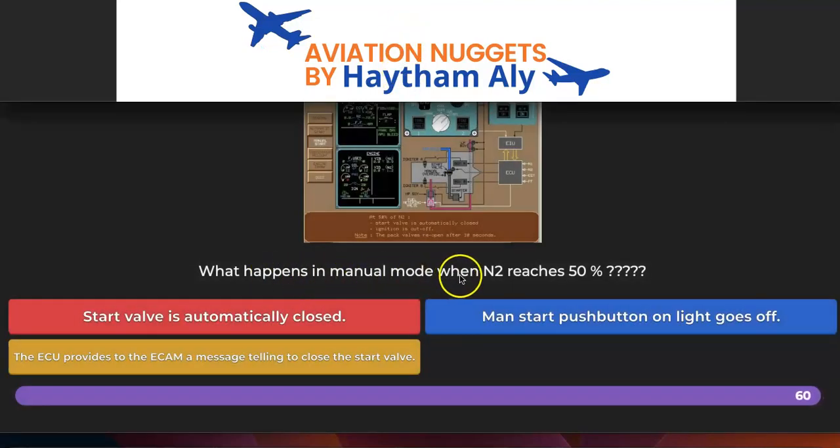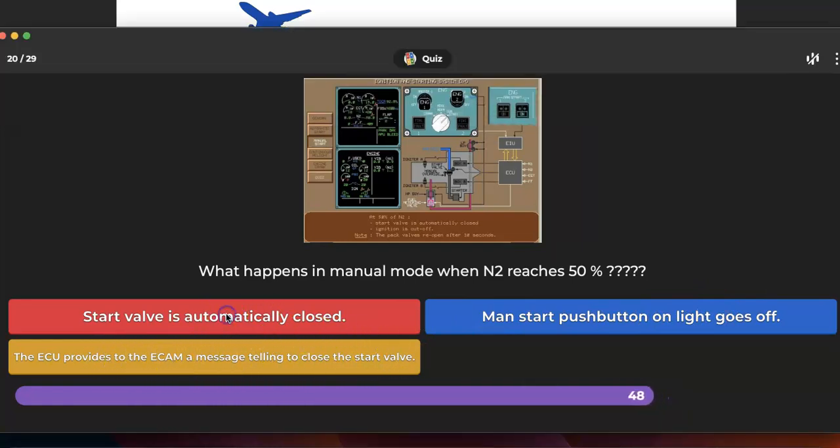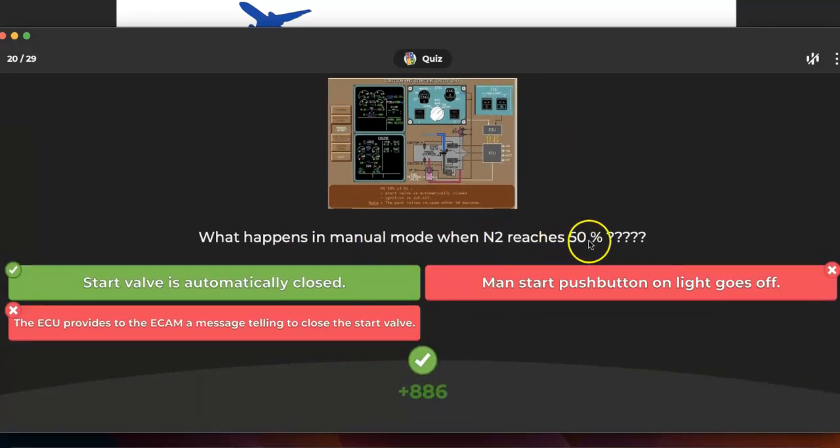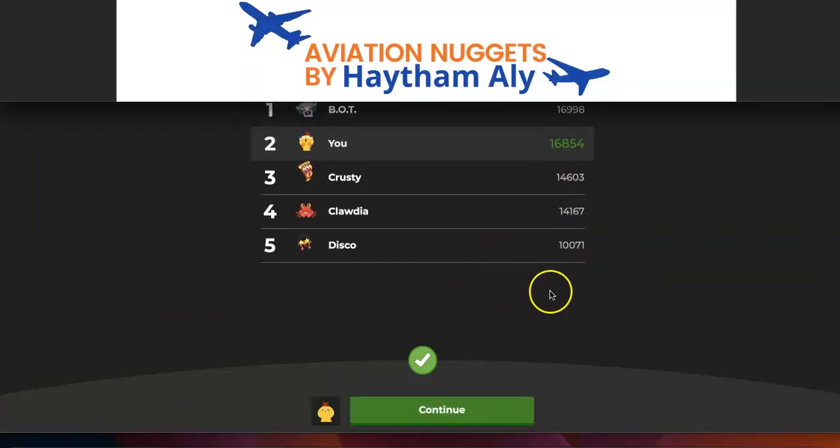What happens in manual mode when N2 reaches 50%? Start valve is automatically closed. Manual start push button on light goes off. The ECU provides the ECAM message telling to close the start valve. The start valve is automatically closed when N2 reaches 50%, even in manual start.